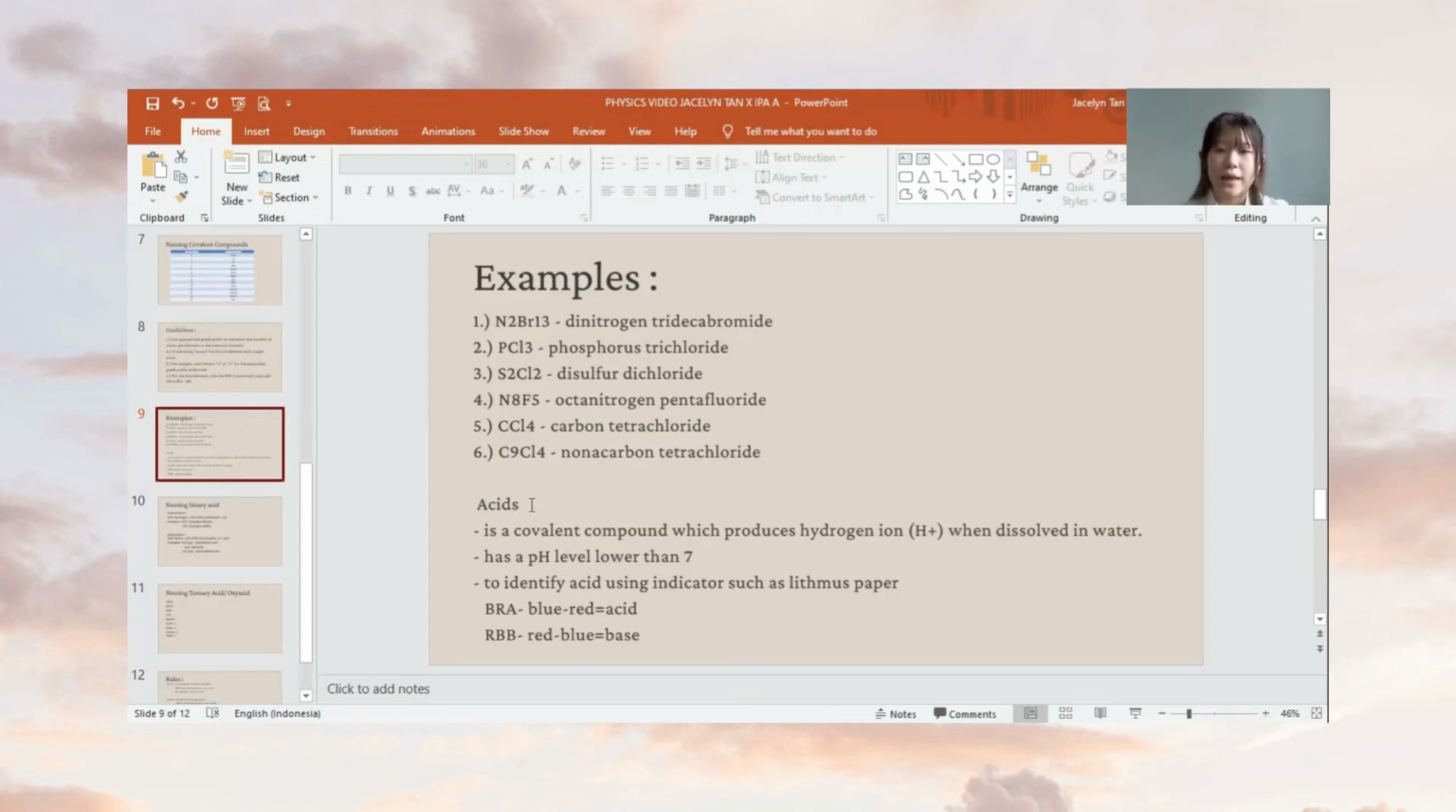Okay, so acids. It is a covalent compound which produces hydrogen ion H+ when dissolved in water. It has a pH level lower than 7. To identify acids, we use indicators such as litmus paper. If it is BRA, so it's blue, red, so it is acid. If it's RBB, which is red, blue, it is a base.